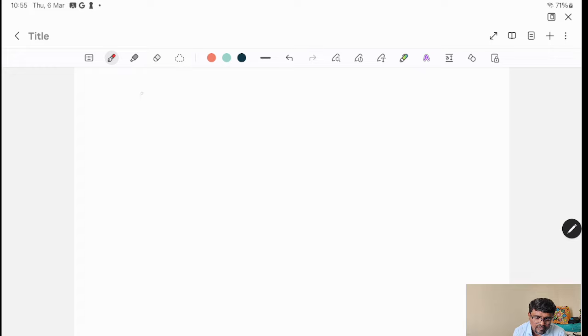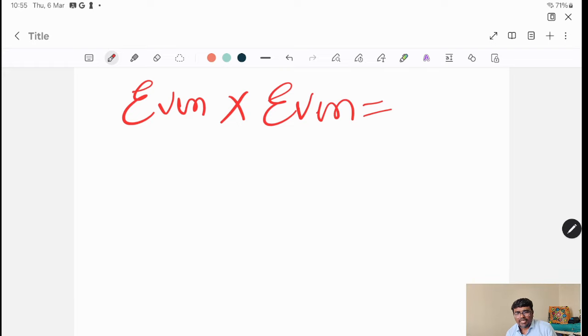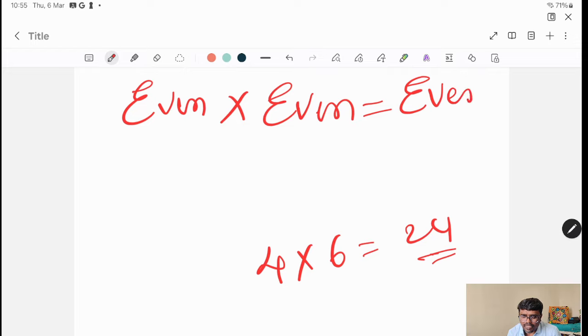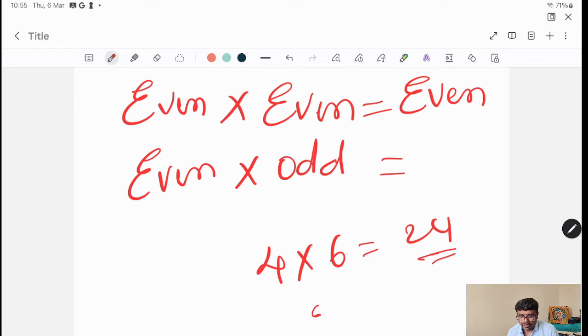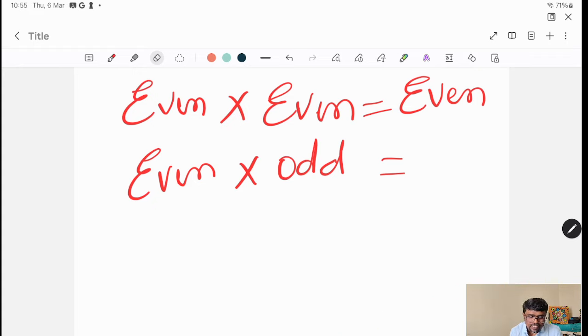What happens with multiplication? Even number into even number. Any even number multiplied by another even number, what happens? Let us say 4 into 6. The answer is 24. 24 is also an even number. So even number into even number, the result is always an even number. What about even number into odd number? You can choose any numbers: 2 into 3, 6; 4 into 7, 28. That is also an even number. Even into odd is always even only.